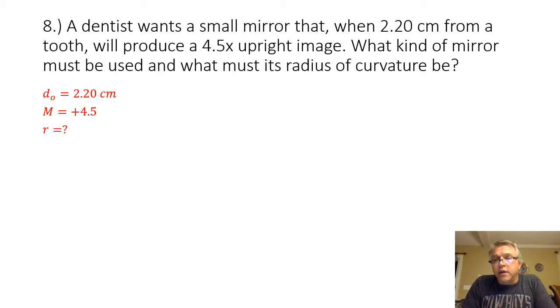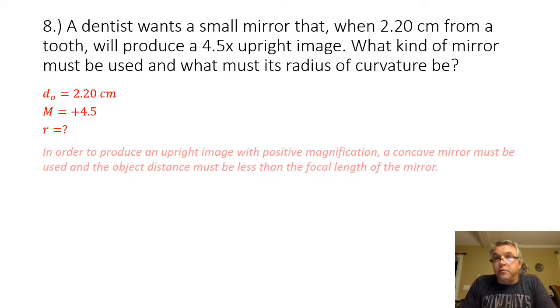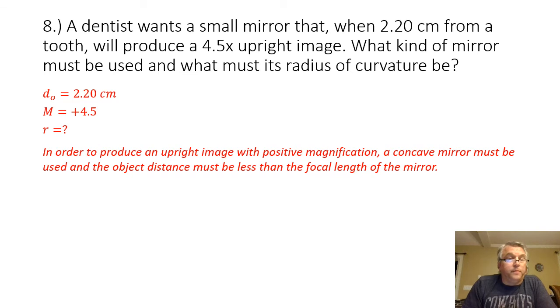The first thing that they want us to do is identify what type of mirror must be used. So in order to produce an upright image with a positive magnification, we have to have a concave mirror. And the object distance must be less than the focal length of the mirror. In other words, the object has to be within the focal point, or inside the focal point, of the mirror.